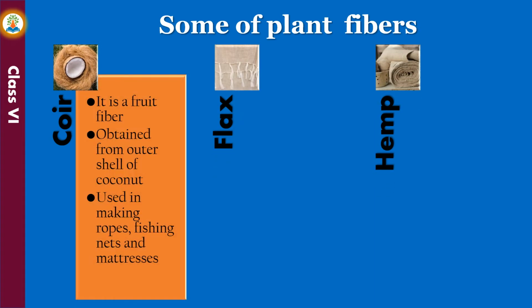Coir is a fruit fiber. It is obtained from the outer shell of coconut. It is used in making ropes, fishing nets and mattresses.